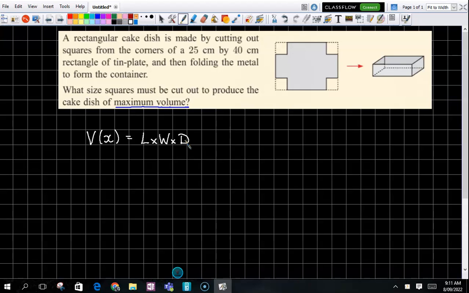We're all good? Okay, so what can we do? The tin plate is 25 by, so the whole thing, what's that whole length? 40. What's this whole length? 25. And then they've cut out these little corners. Do we know how much they've cut out?